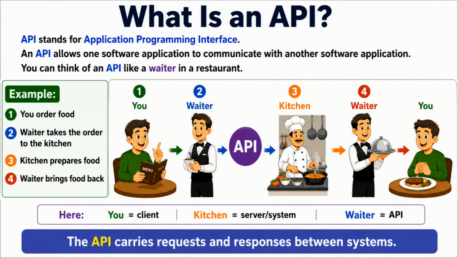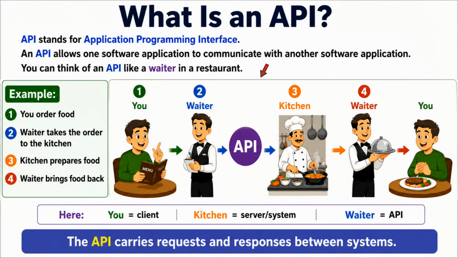First, we will see what is an API. API stands for Application Programming Interface. An API allows one software application to communicate with another software application. You can think of an API like a waiter in a restaurant. Here is a simple example. You order food. The waiter takes the order to the kitchen. The kitchen prepares the food.